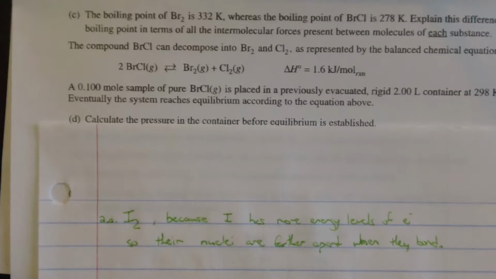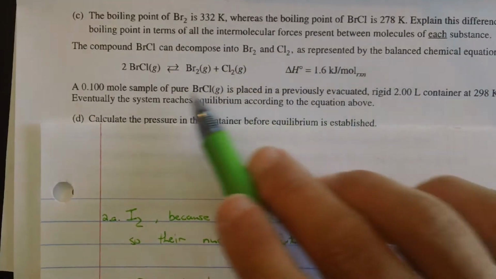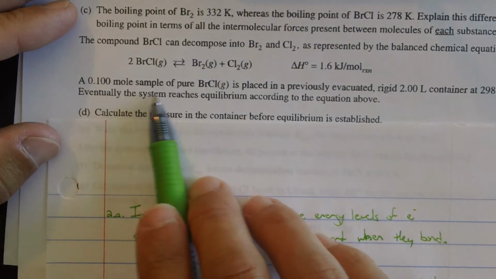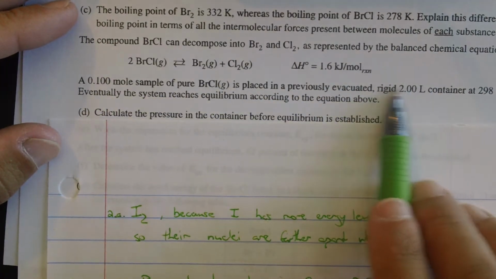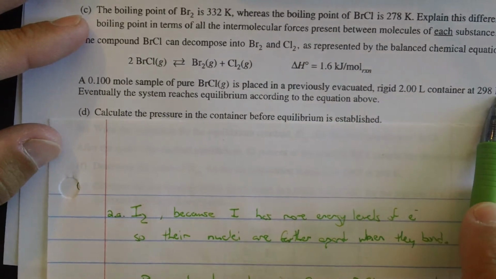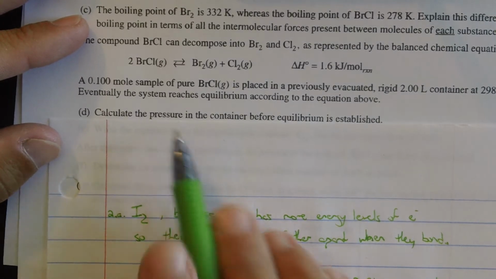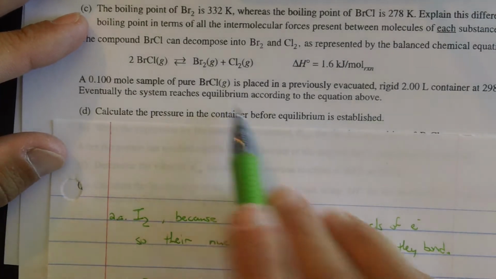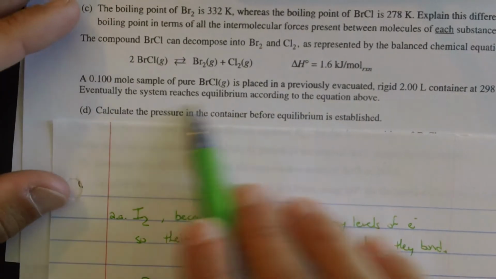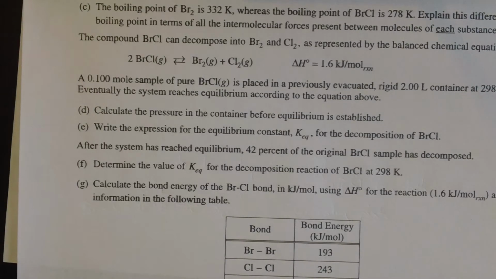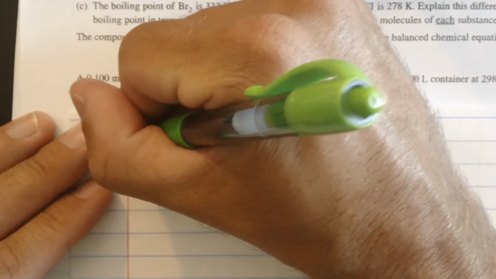It says the compound BrCl can decompose into bromine and chlorine, represented by an equation. They give us that it's endothermic. That'll probably come into play later. A 0.1 mole sample of bromine chloride is placed in a previously evacuated 2-liter container. Temperature, we've got moles, liters, temperature, calculate the pressure. Look at that. So you're going to calculate pressure before the reaction takes place, even though eventually it's going to find equilibrium. So before equilibrium takes place, what's the pressure? This is a simple little PV equals nRT problem. And so here we go, part D.